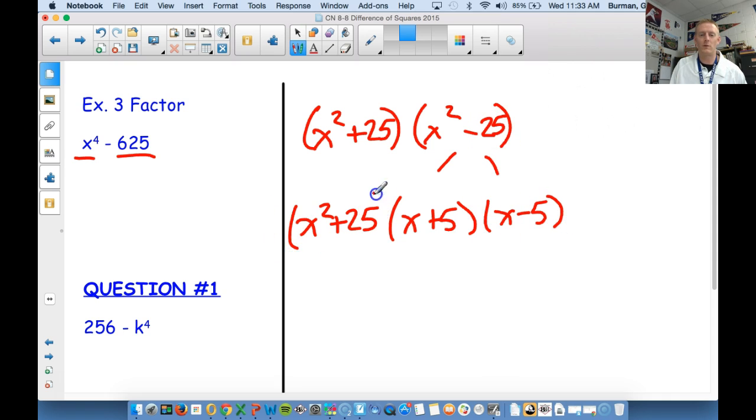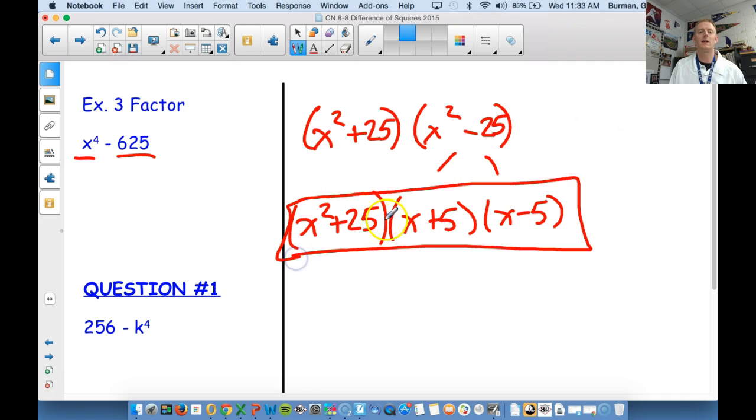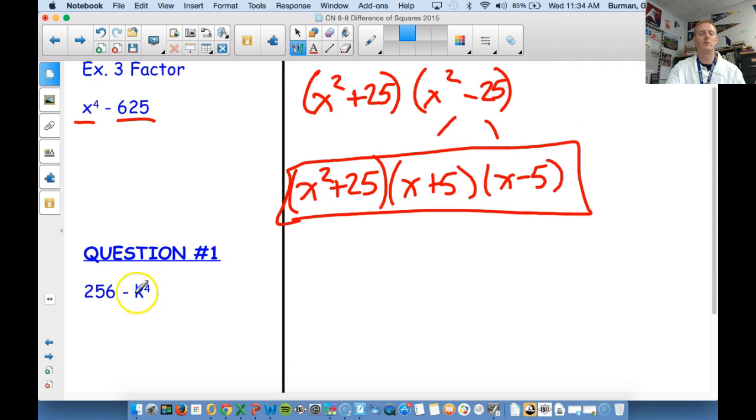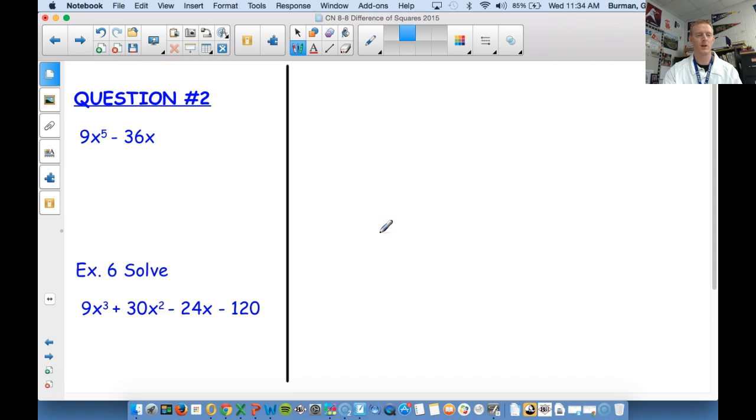So then our official long answer is 3 binomials. And again, this only works for a difference, so that means the problems have to be a subtraction problem. Now when you do your question 1, make sure you keep track of what we did on example 3 to help you out.